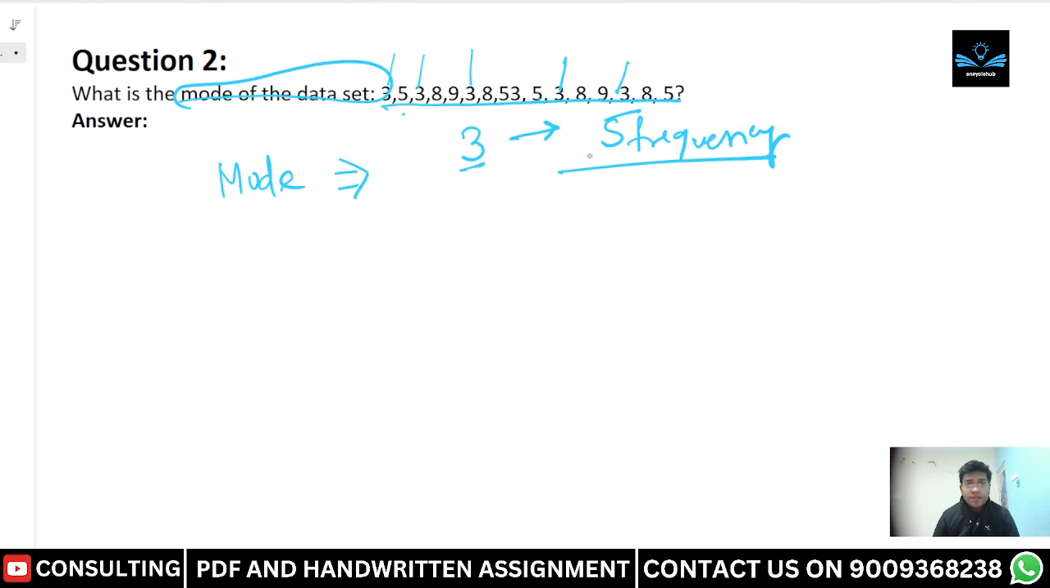5 is 3 times repeated, 9 is 2 times, and 8 is 1 time. So it means that our answer will be 3 because it is repeated more times than other numbers. So that is the definition of the mode.